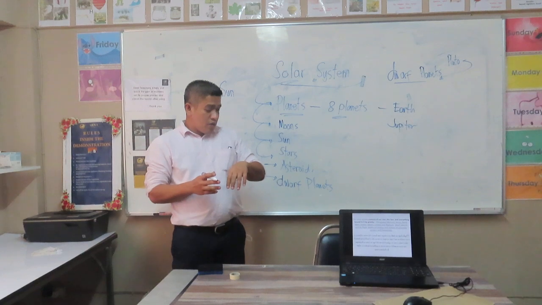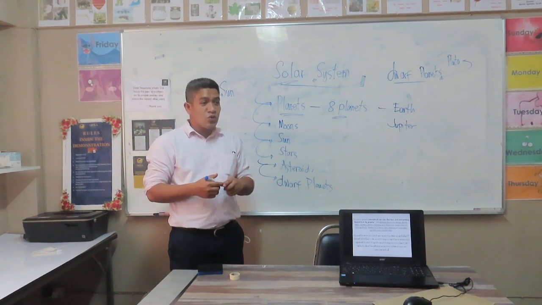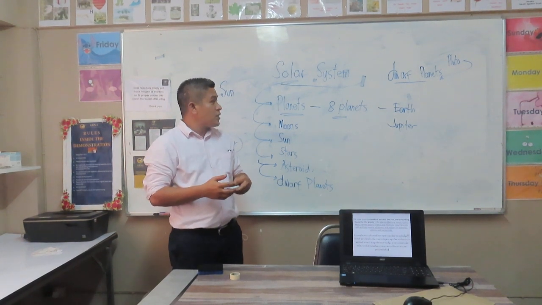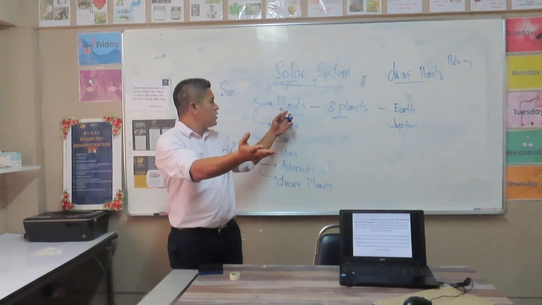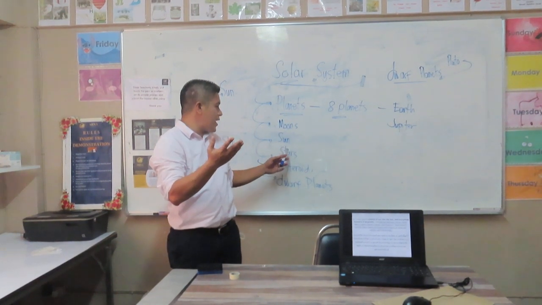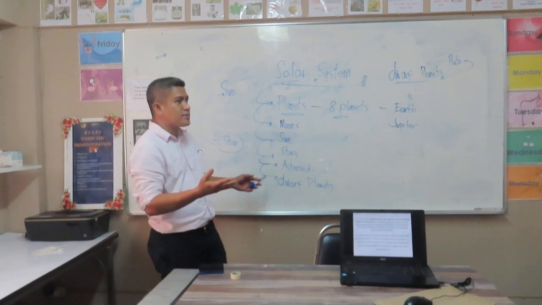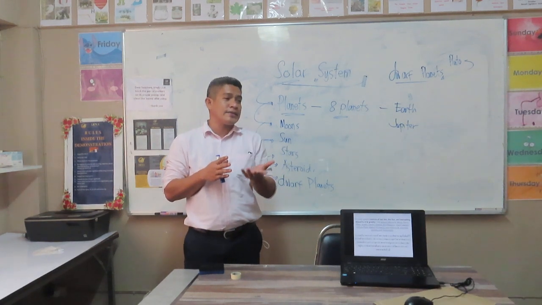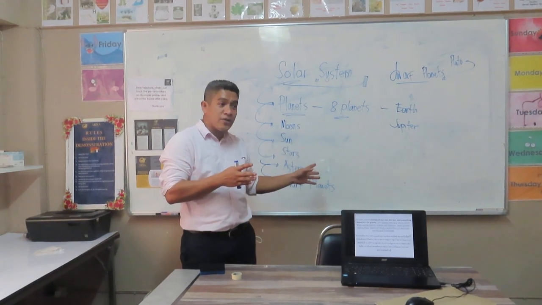So I guess it's already time, so we will wrap up. What is the composition of the solar system? Planets, moon, sun, star, asteroids, dwarf planets, and we will discuss those next meeting, one by one, okay?